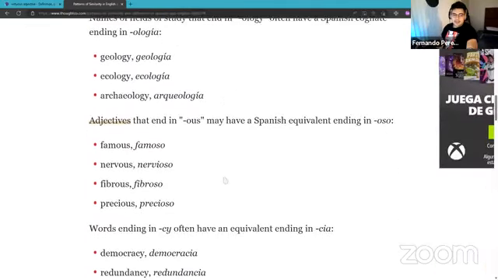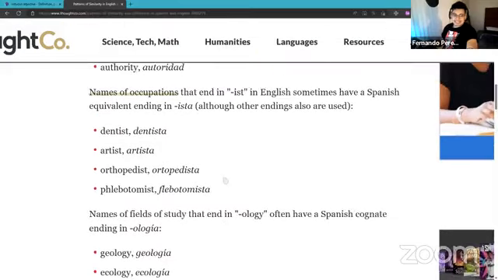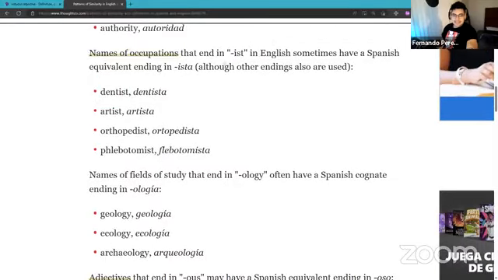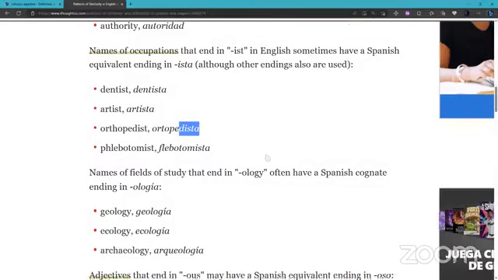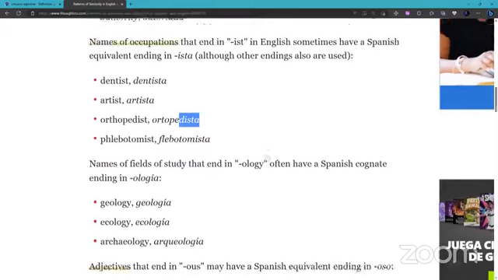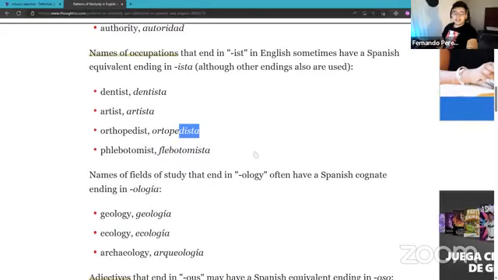So similarities exist. Dentist, the ending ist transforms to ista. So artist, artista. Orthopedist, orthopedista. There's no big difference between these two. Like finalist, finalista. Similar case. Very good.